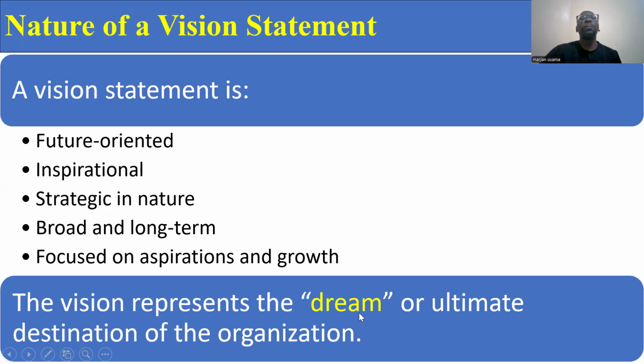So the vision represents the what? The dream or ultimate destination. When you are talking about the ultimate destination, we are talking about al-mahatta. Where do you want to land? For example, if you are in an aeroplane, you have a destination. For example, you are traveling from town A. So you want to land somewhere, which is town B.